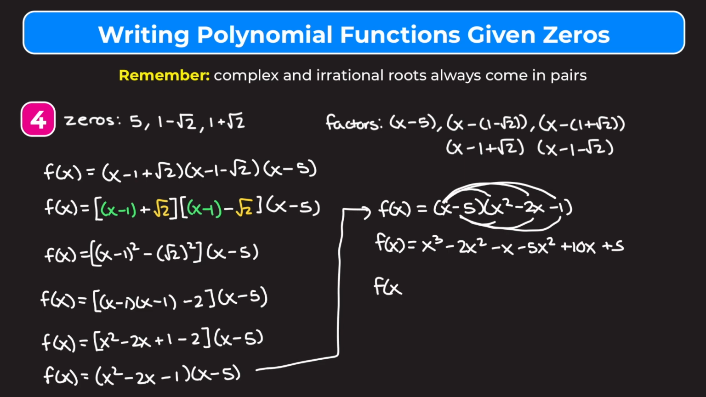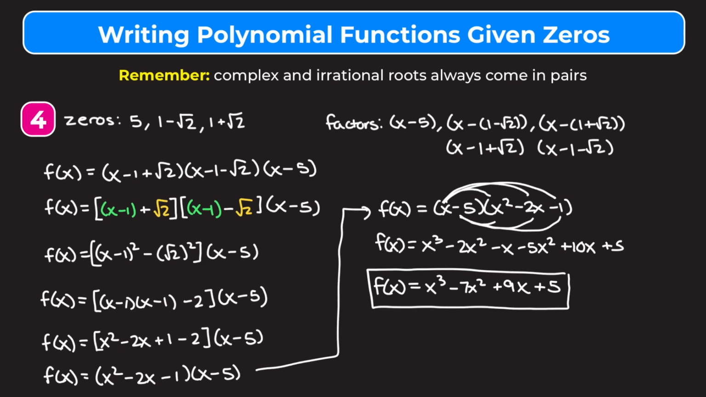Finally, we just need to combine like terms. So we have x cubed. Negative 2x squared minus 5x squared is negative 7x squared. Negative x plus 10x is positive 9x. And we have this plus 5. So we get f of x is equal to x cubed minus 7x squared plus 9x plus 5.